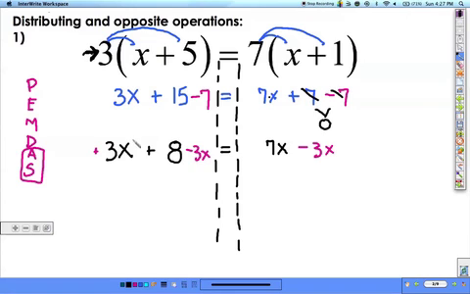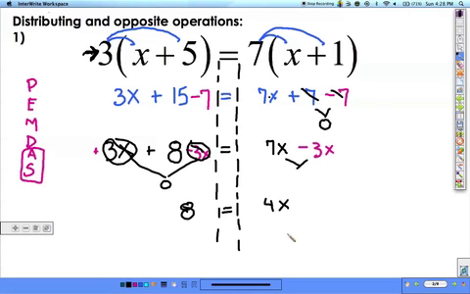So now 3x and negative 3x on the left hand side will combine to be 0, right? And what I'm going to do is just bring down this 8. And that is equal to, well, I have 7x minus 3x, or 7x plus a negative 3x, and that would be 4x. So now I'm pretty much almost done. I've handled all the addition and subtraction there was.